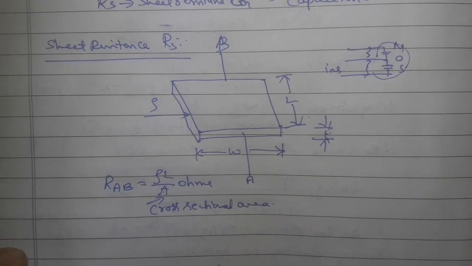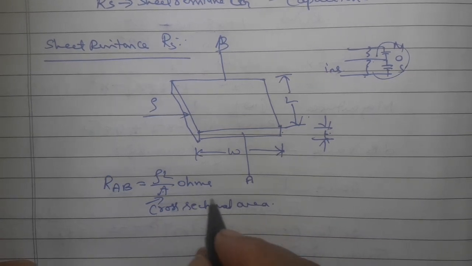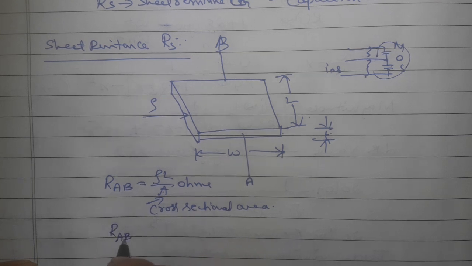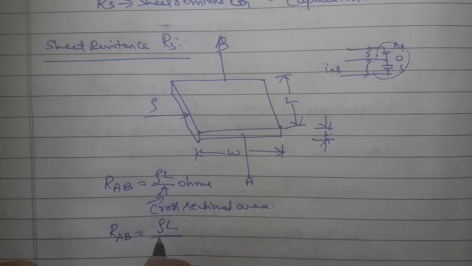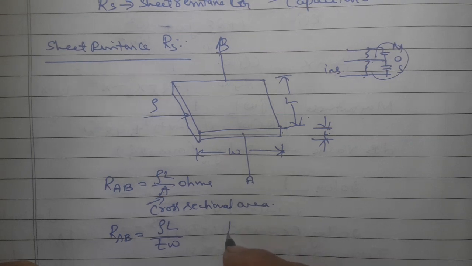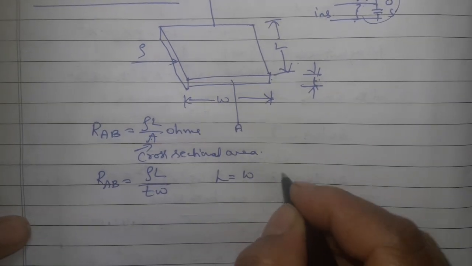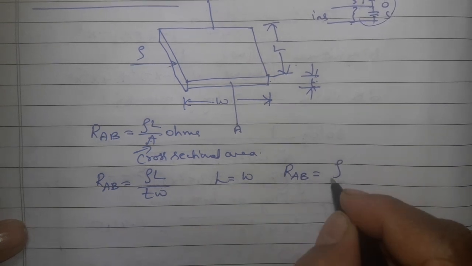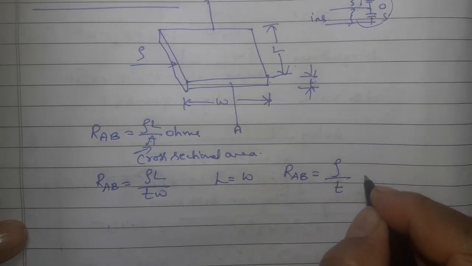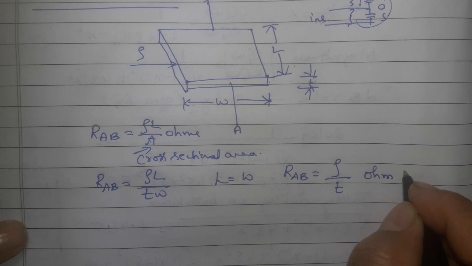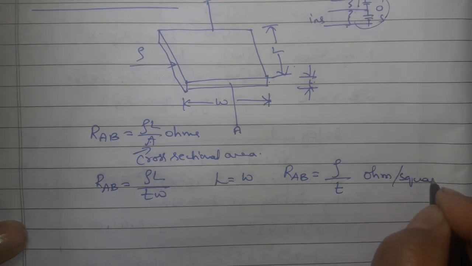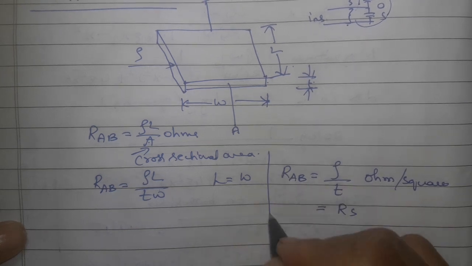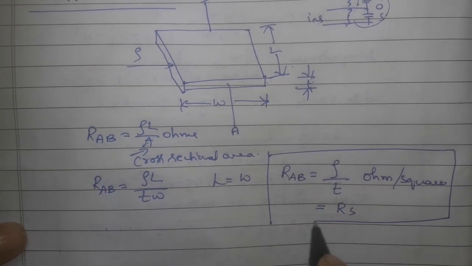So, what is A here? It is thickness into width. So, R_AB is equal to rho L by T W, and let us take the case where L is equal to W. So, what happens to your R_AB? Since both are equal, they get cancelled, and R_AB is rho by T ohm per square. This is nothing but your Rs, termed as sheet resistance.